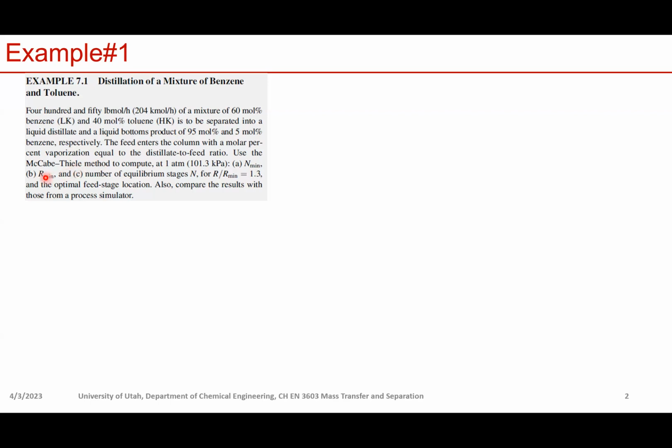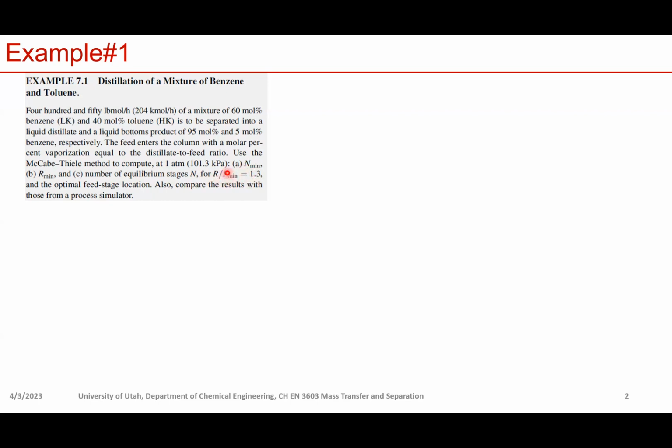Then we can find the intercept of the Q line with the equilibrium line. Then if we connect that point with the distillate point, which is 95%, that gives us the operating line for the rectifying section. Then we can get the reflux ratio. And for the number of equilibrium stages, R over R min is 1.3.